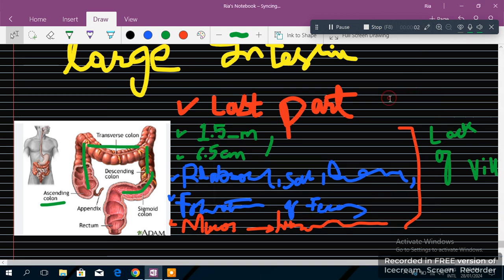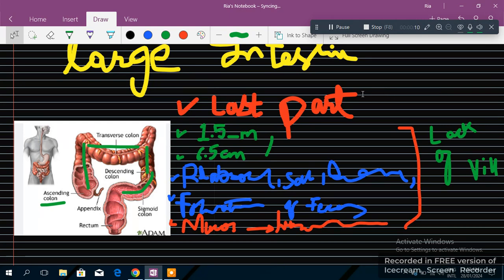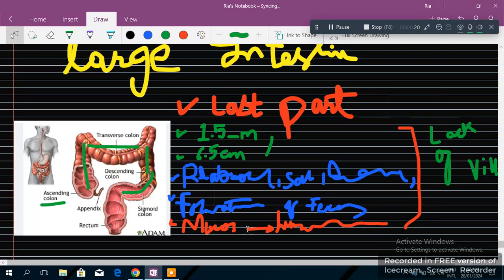In the last video we discussed the large intestine and basic information. As you know, this will be the last part of our entire digestion. Every food, protein, carbohydrate, and fat will be broken down. Now it's only the waste food which is supposed to be removed out of our body. So we discussed the basic information.